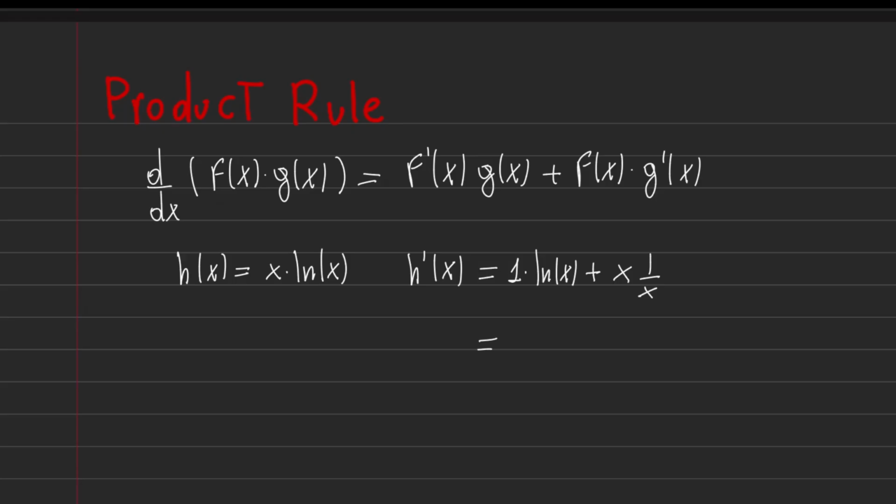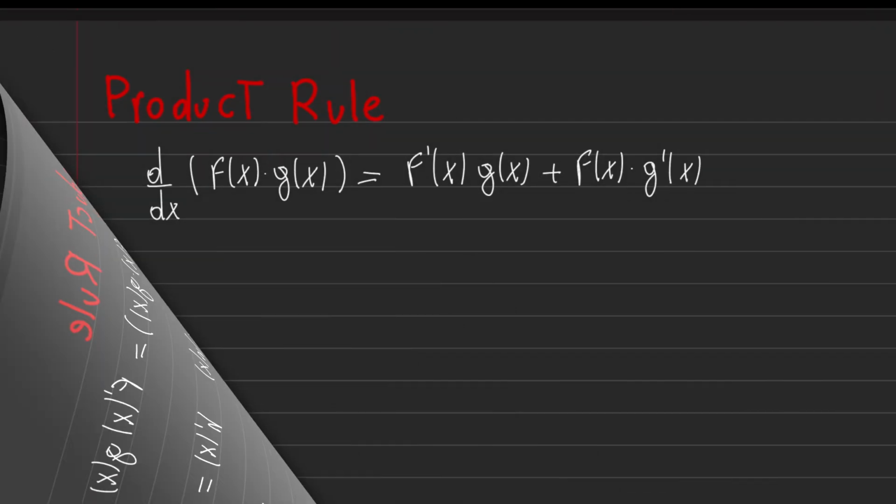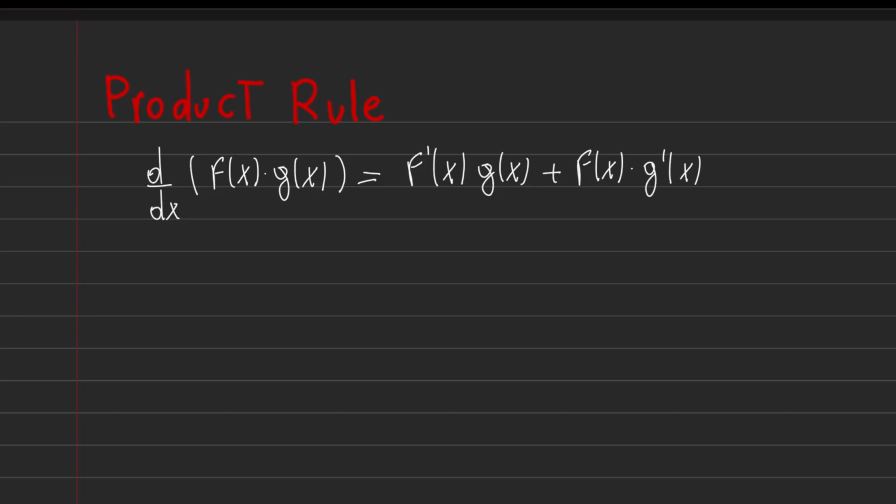Now, we can simplify this expression a little bit in this case. Indeed, 1 times the log of x is just the log of x, plus x times 1 over x is just 1. Perfect. So we have computed our first derivative using the product rule. As a second example of application of the product rule, I want to compute the derivative of h of x equal to x to the power 5 times e to the x.